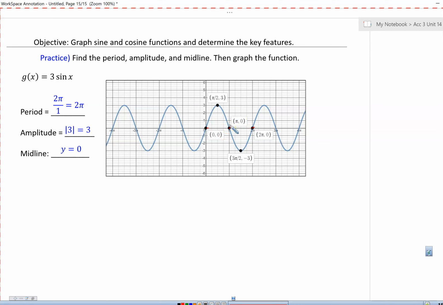There's no x-axis reflection, so here's your maximum. It has a stretch with a factor of 3, so instead of being 1, it stretches to 3 units above the midline, and the minimum stretches to 3 units below, and then extending it to the left and the right. Let's try another one.